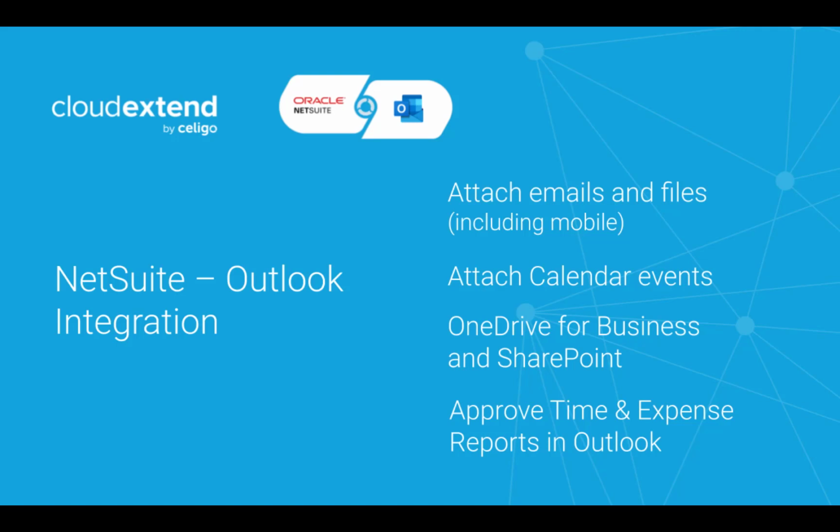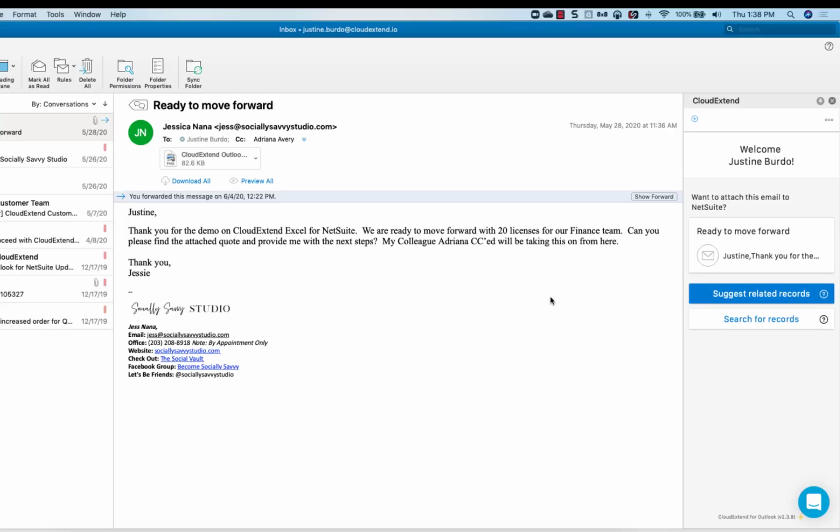Welcome to the demonstration of CloudExtend Outlook for NetSuite, which helps provide 360-degree visibility to important emails, events, and documents. The most important use case is attaching an email to NetSuite so it can be available to others in your organization.